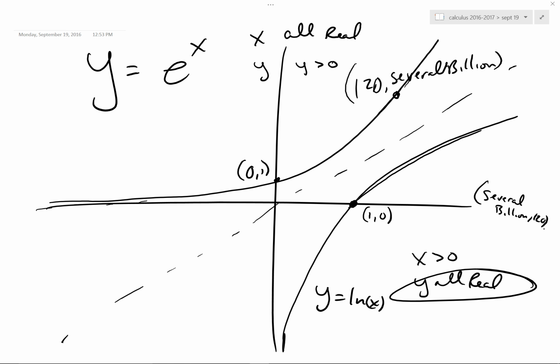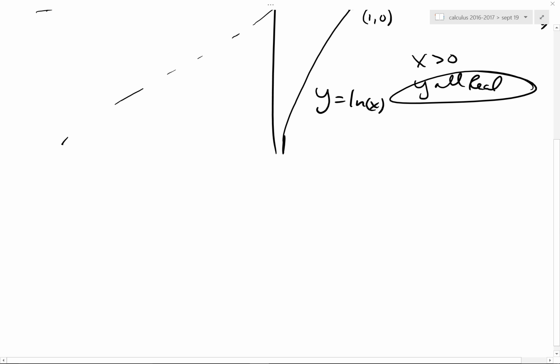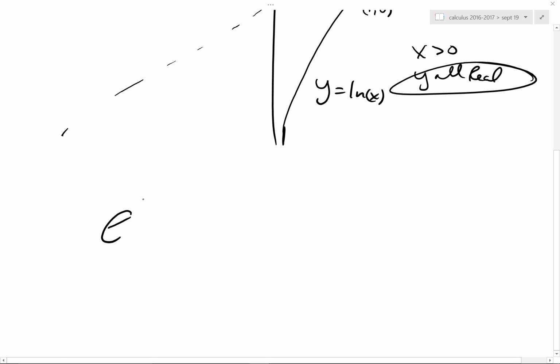Kind of a big deal. Natural logs, e to the x, they undo each other. That's kind of handy because what if you had e to the ln of x? What does it come out to be? x. What if you have the ln of e to the x? Oh, it's x. Ta-da.